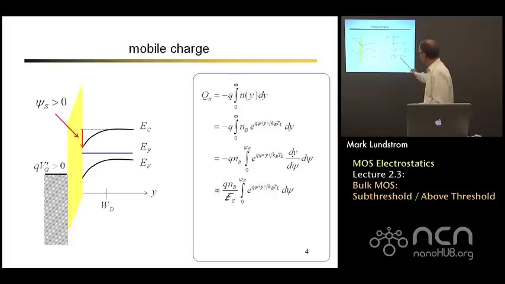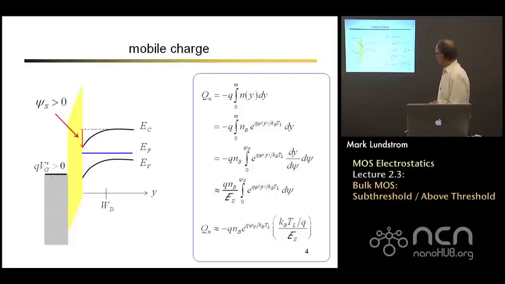We learned how to do this in freshman calculus. And if you do that integral, this is the result that you will get. The electron density is minus Q times the electron density in the bulk times this exponential factor that depends on the surface potential, which tells me how much things are piling up at the surface, times kT over Q divided by the electric field at the surface.